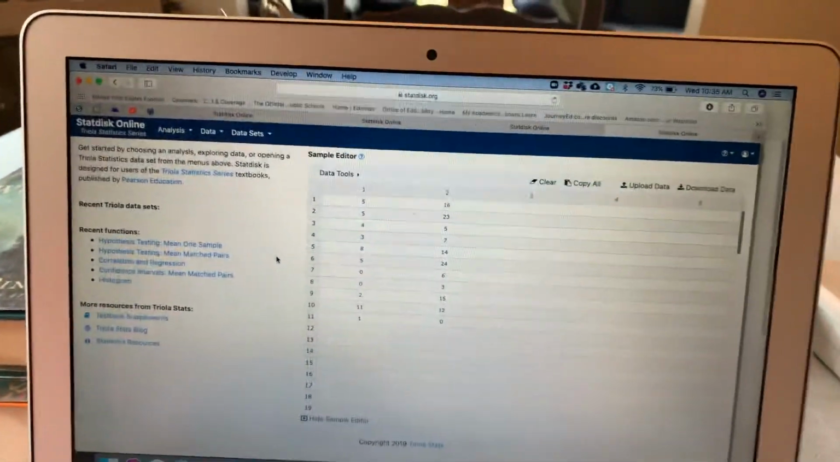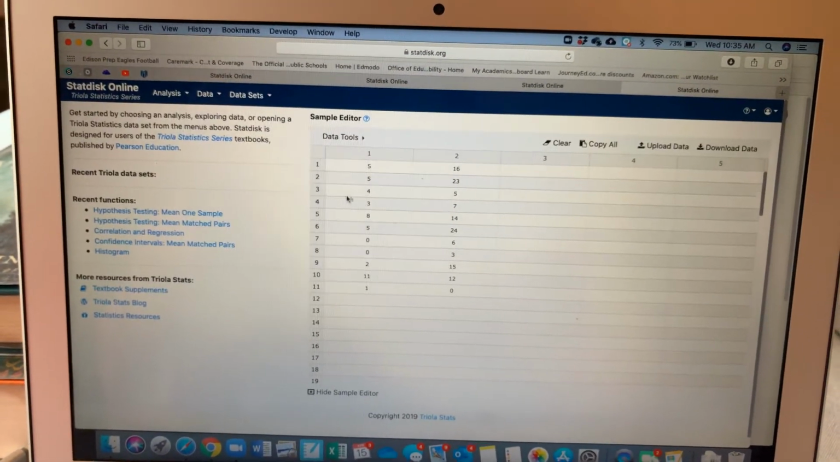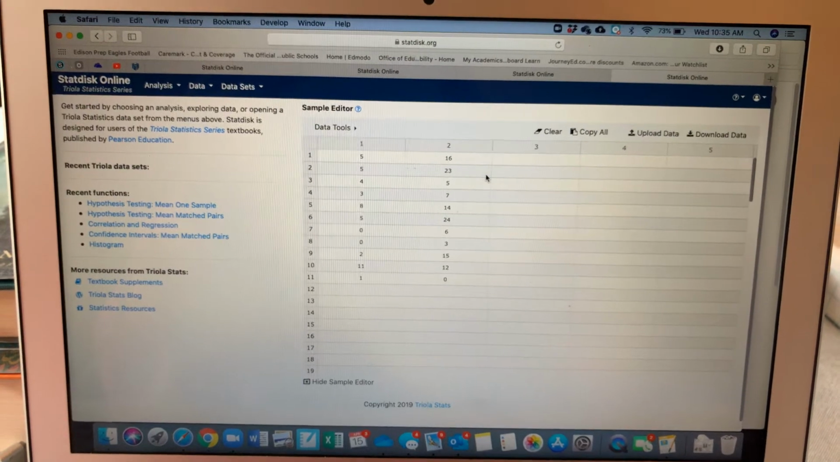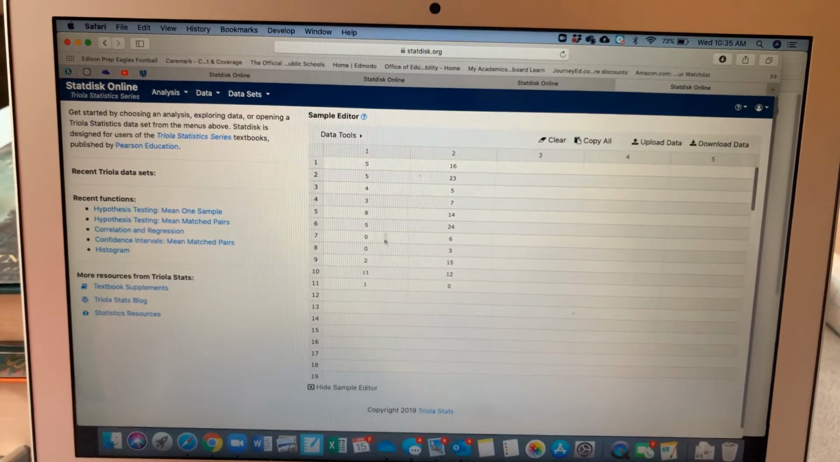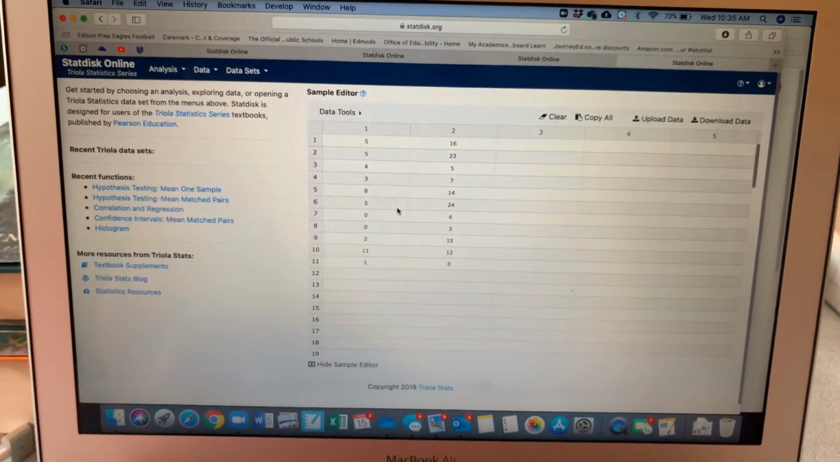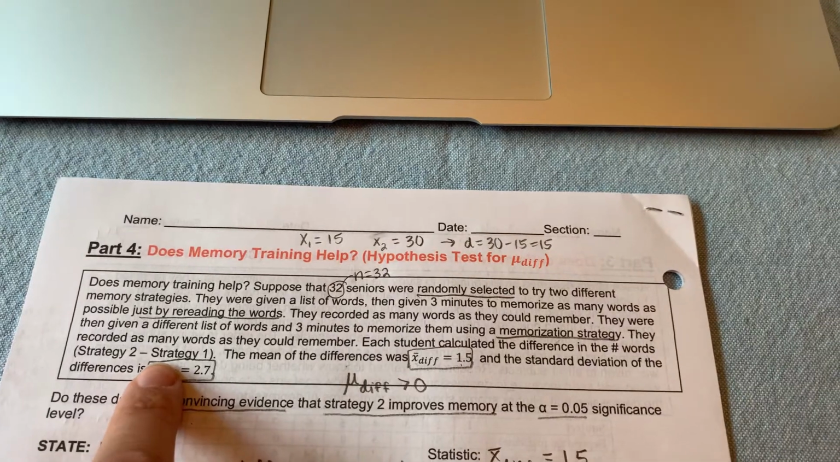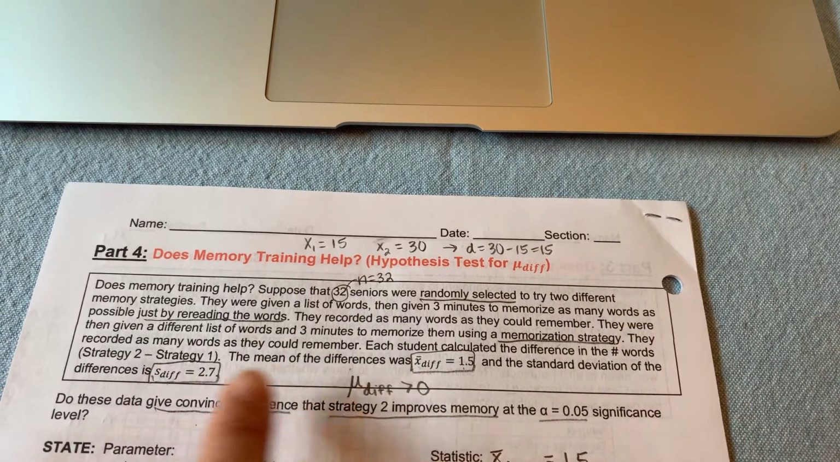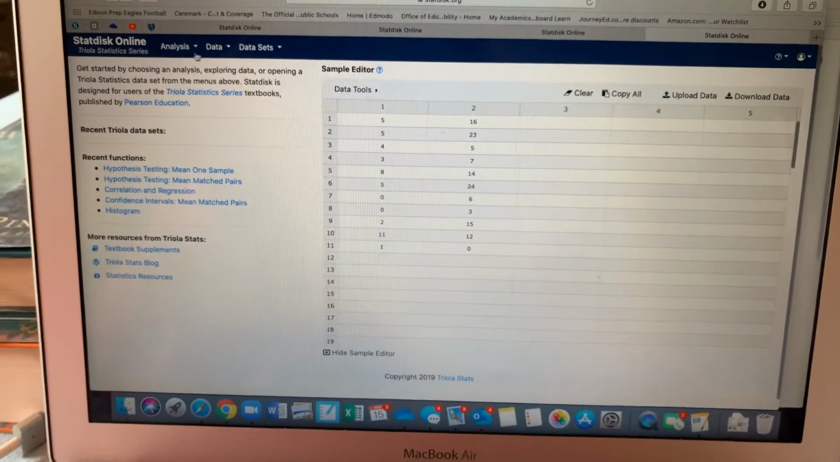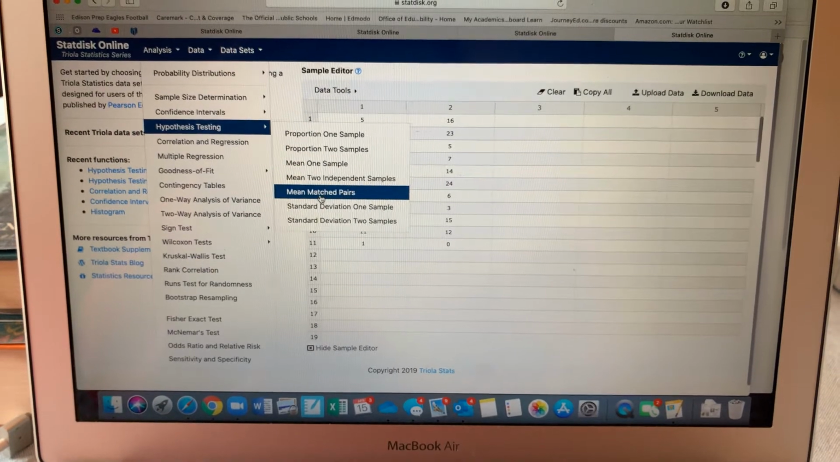All right, so here we are at StatDisk. I have just clicked in the top left-hand corner, the StatDisk Online. Takes me back to kind of the standard StatDisk page. You could tell this is the data from the last problem. We don't need it, and we're not entering any of our own data in, right? We weren't actually told what the data values were, what those differences for each student were. We just have the sample statistics. So it doesn't matter about the data that's entered there. So let's go to analysis, hypothesis testing, and let's see what mean matched pairs says.